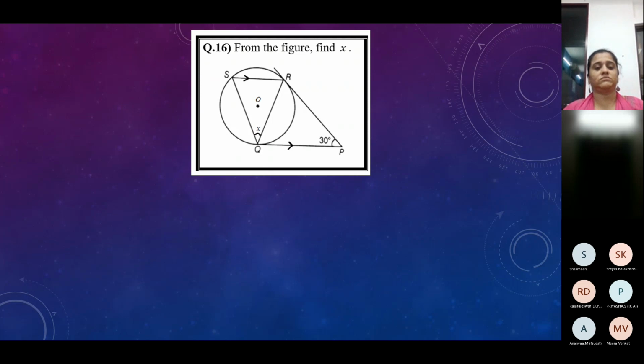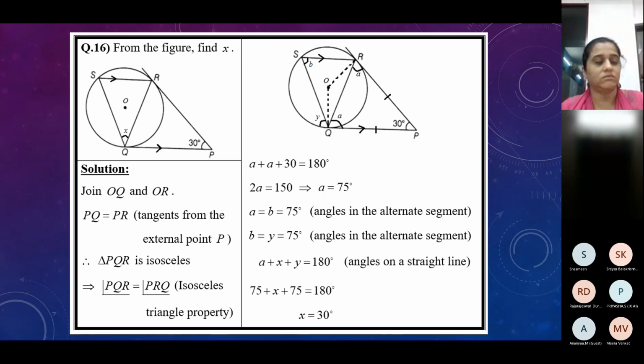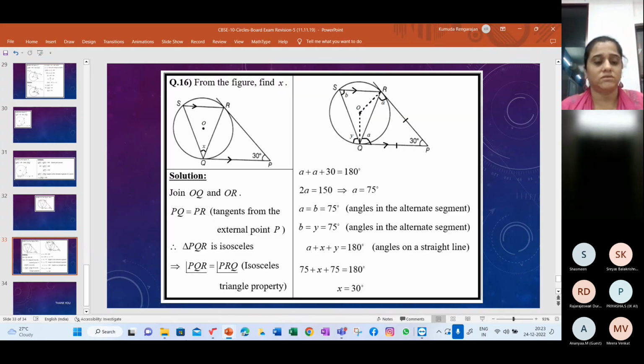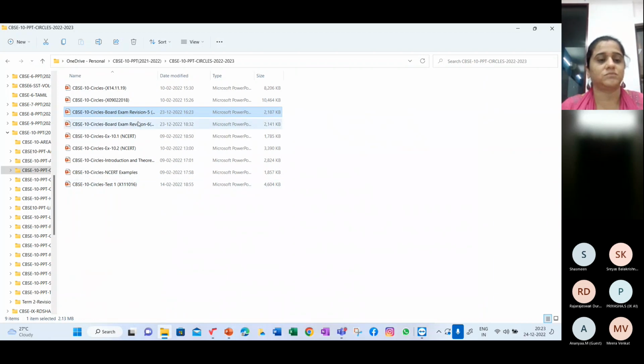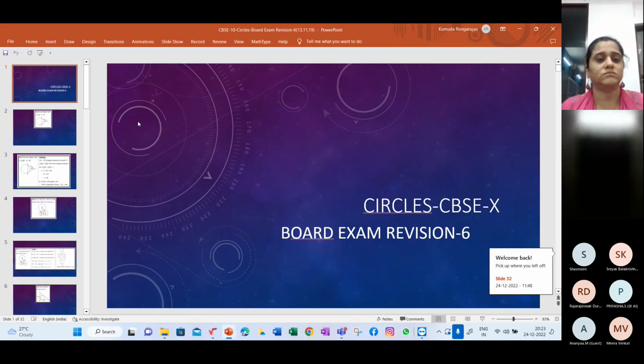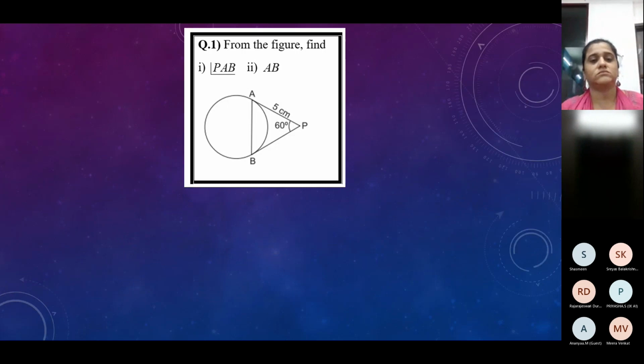Yeah, find X. I think this you should understand by yourself, children. All using what we have learned so far only, alternate segment theorem and this and that. I'll send these pictures. Help yourself. Next one.